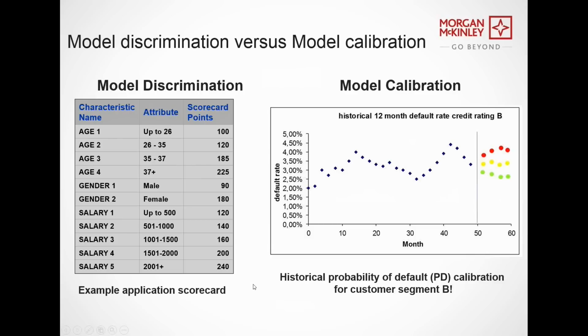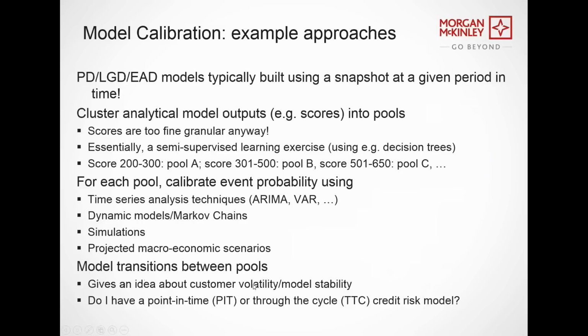Well, the first way to do that is by clustering our scorecard outputs into pools. Those pools in Europe are often referred to as ratings. In the United States, they are often referred to as segments. Many Asian countries use the term pools. A pool or a rating is a homogeneous grouping of obligors in terms of default risk. We do that because our scores are too fine granular. They're too detailed.